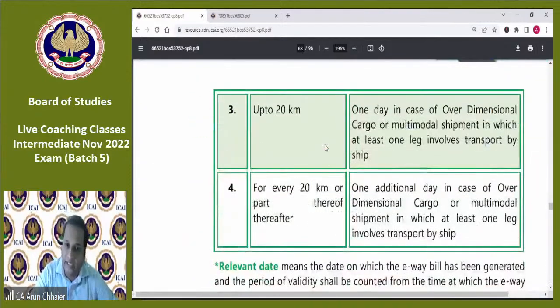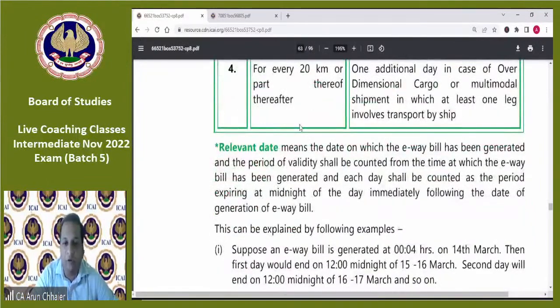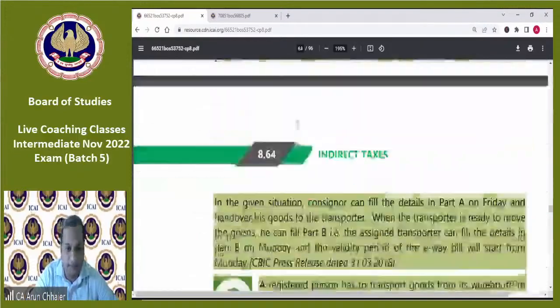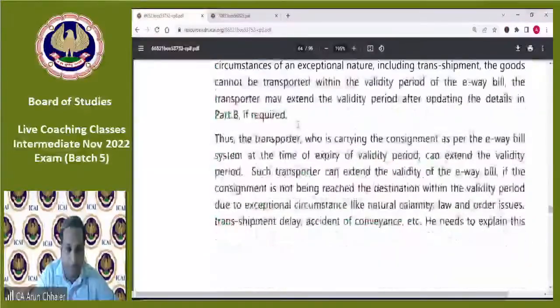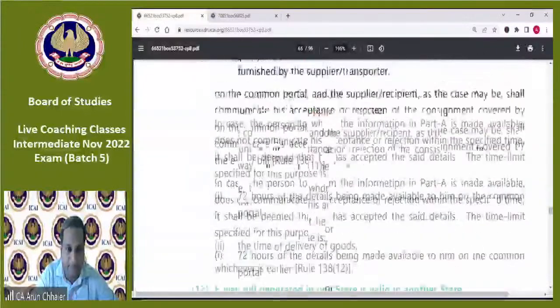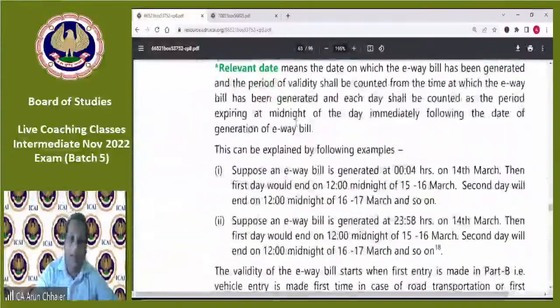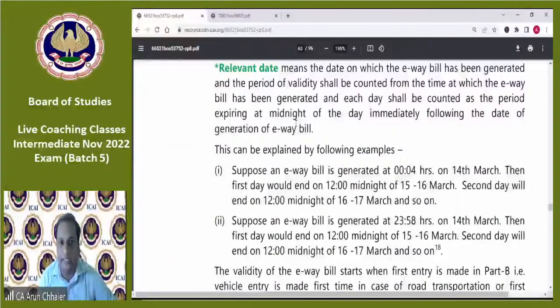Now for ODC cargo, instead of 200, they say 20 kilometers, 1 day. What is the meaning of ODC cargo? Let me see if it is in English. ODC cargo means cargo that is a single indivisible unit.